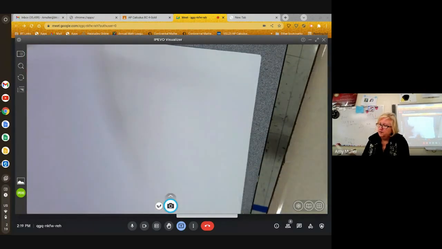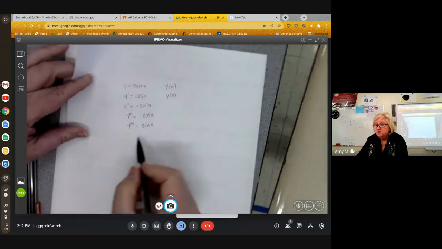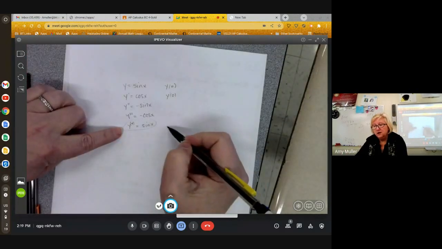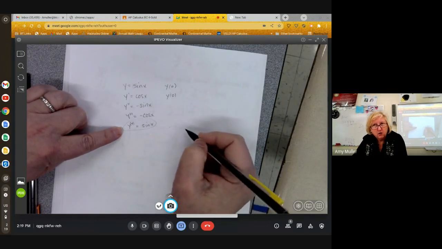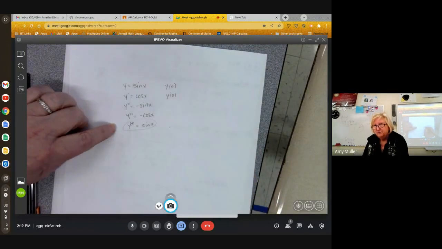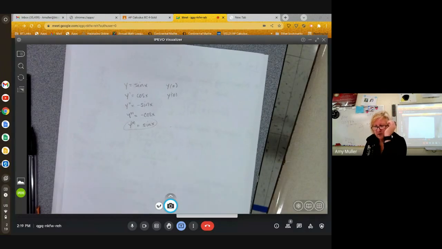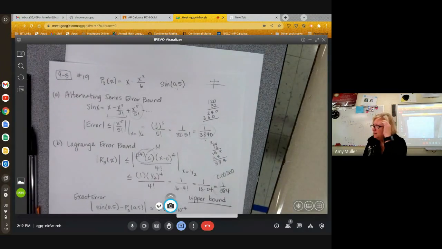We used the fourth, didn't we? We used the fourth derivative. Although the sine of 0 is 0, the sine of 1/2 is not 0. So there is some contribution to the error because of that. And that's what Lagrange takes into account, that the alternating series error bound does not.